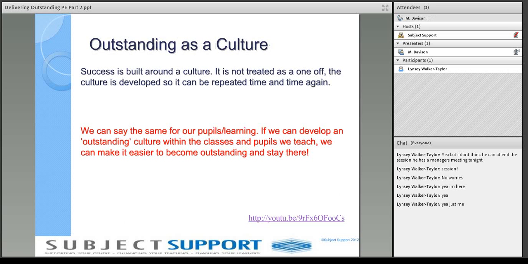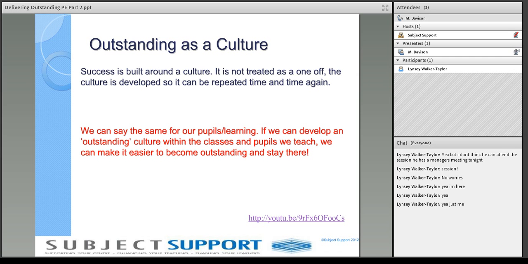As you remember, I also talked about how important culture is in building success and not treating it as a one-off. Ultimately, anybody could do a one-off session which is going to be outstanding. But if we want to generate high quality outcomes, then a one-off outstanding isn't going to achieve those outcomes. So it needs to be repeated over and over again. And if we can develop that culture, then not only can we achieve outstanding, but we can stay there and make it easier to reach outstanding over and over again.